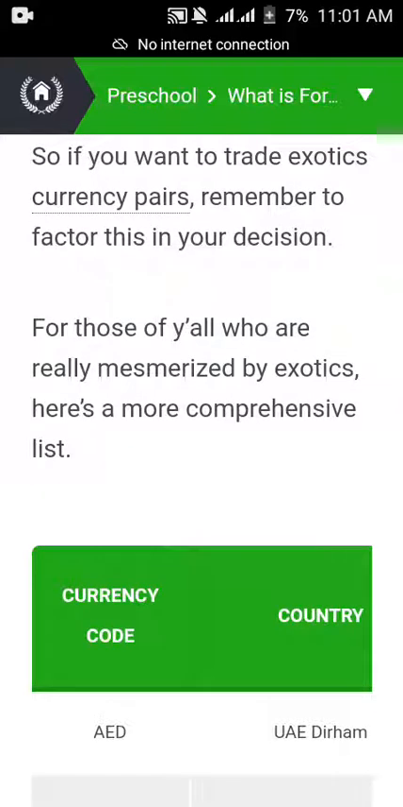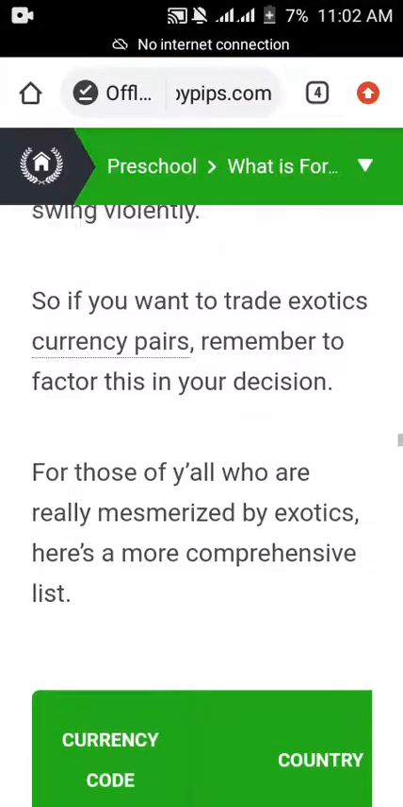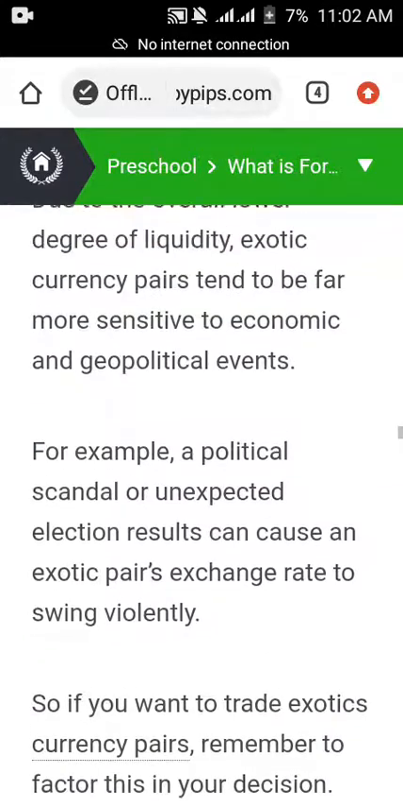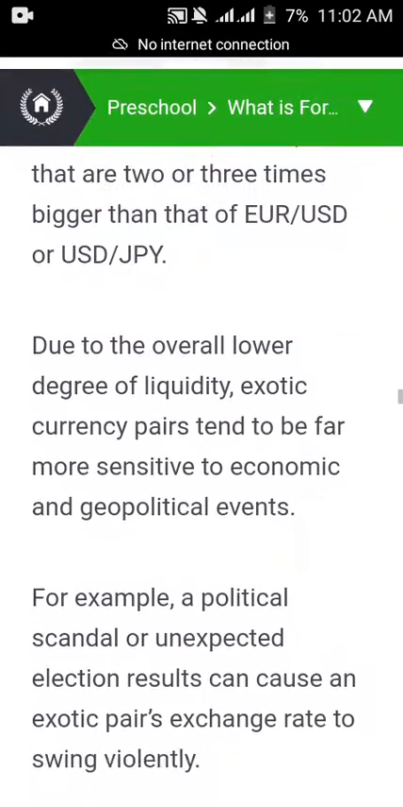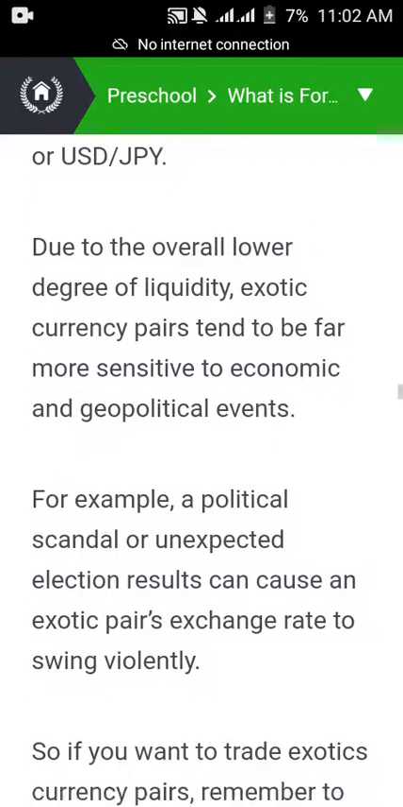For those of you who are really interested in exotics, here is a more comprehensive list. So now, like what they said earlier, for example, a political scandal or unexpected election result can cause an exotic pair to swing. These are examples of fundamental analysis. Fundamental analysis is another key factor that affects the forex market.